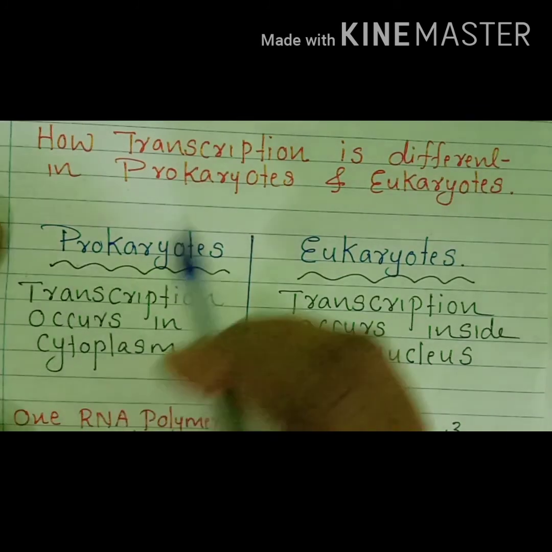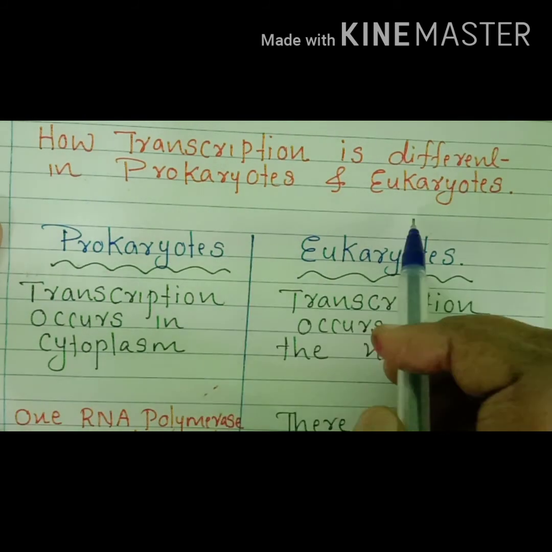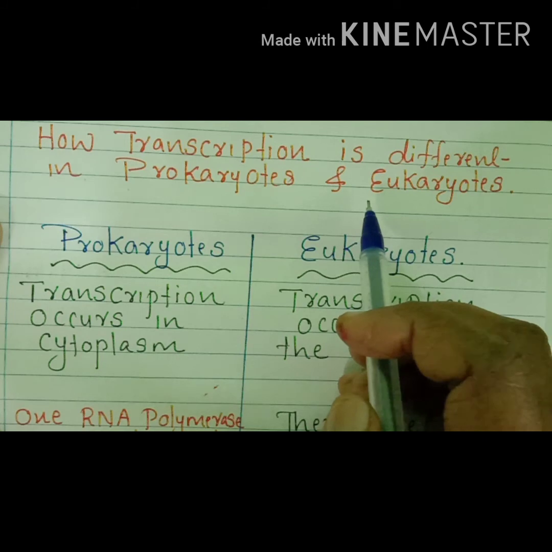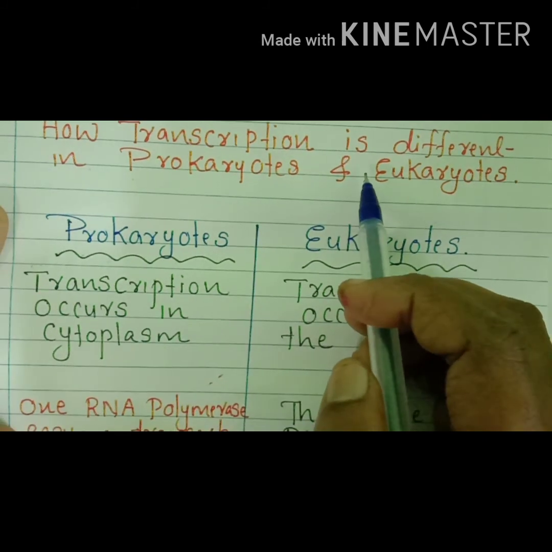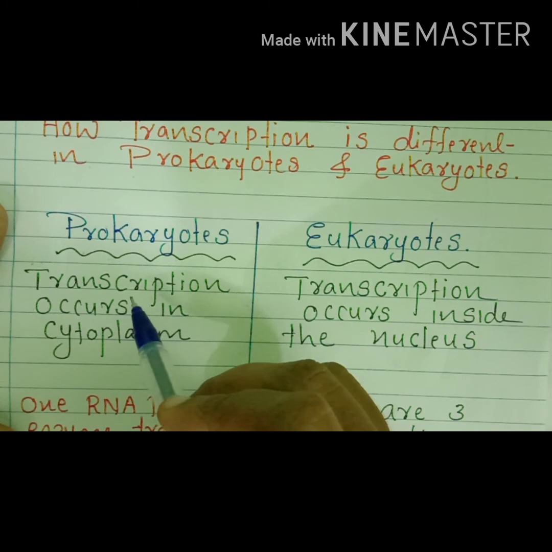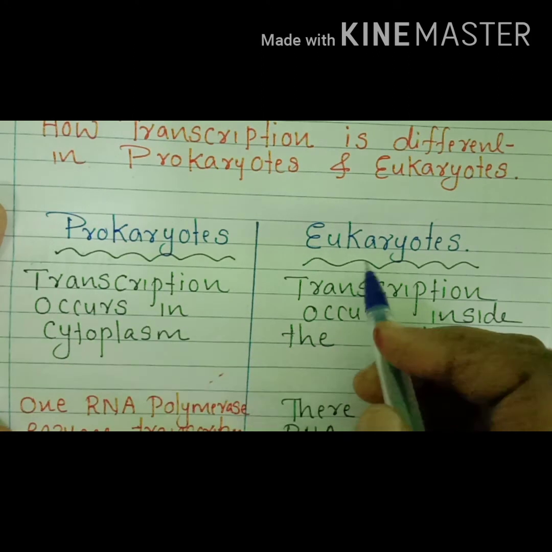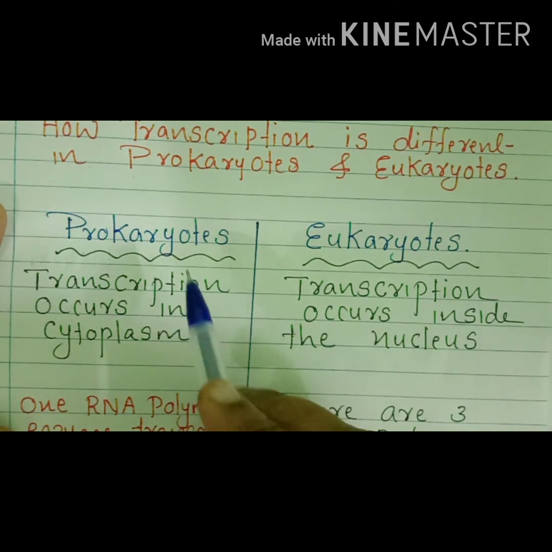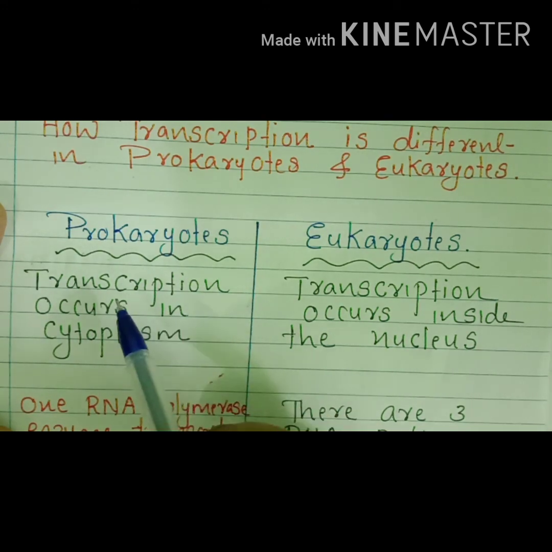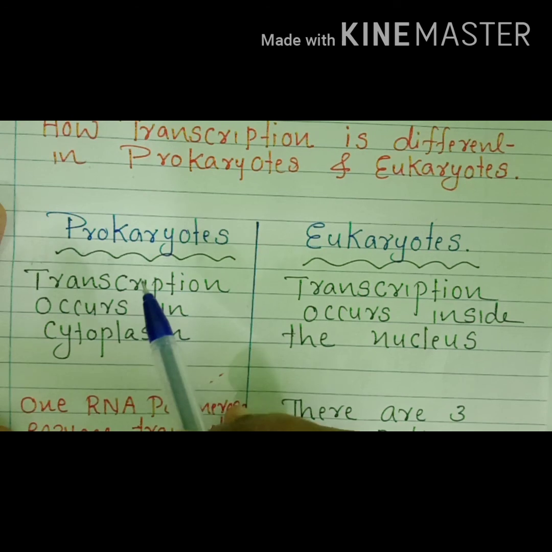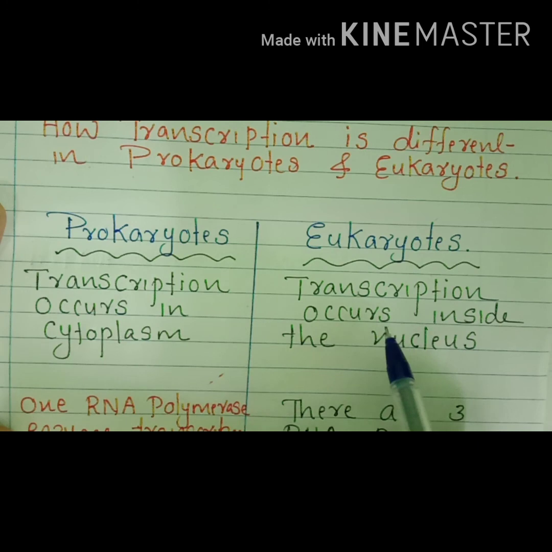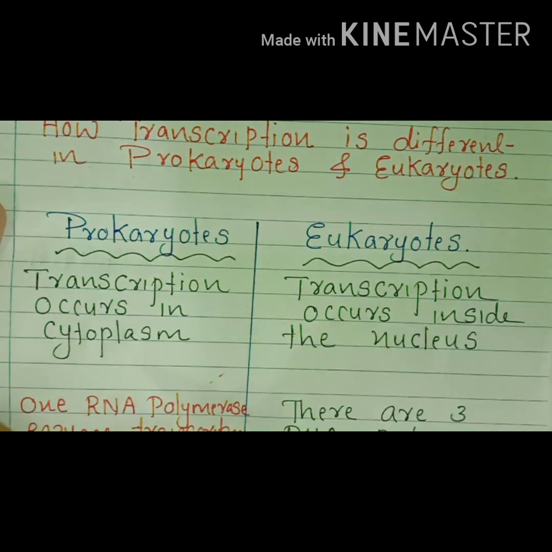Next we can study how transcription is different in prokaryotes and eukaryotes. There are some differences between prokaryotes and eukaryotes related to transcription. The first one: in prokaryotes, transcription occurs in the cytoplasm. But in eukaryotes, transcription occurs inside the nucleus. Prokaryotes have no nucleus; instead, we call it a structure called a nucleoid. So here the DNA is in the cytoplasm, so automatically the transcription is also in the cytoplasm. In eukaryotes, transcription occurs inside the nucleus because DNA is situated inside the nucleus. That is the first difference.